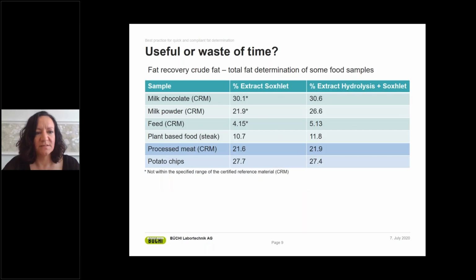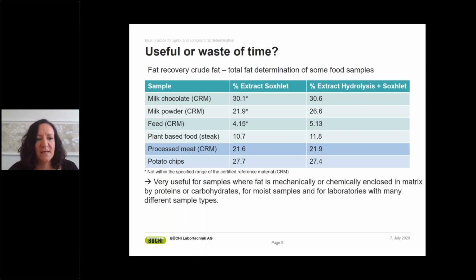I have here some samples that have been analyzed in our application laboratory. All the samples are CRM, or certified reference material, samples. You can see the top 4 samples had lower recoveries without the hydrolysis step, and the CRM samples were outside of the specified values. The 2 samples below, the processed meat and the potato chips, both had the same fat recovery with and without hydrolysis. So we can conclude that the acid hydrolysis is very useful for samples where the fat is mechanically or chemically enclosed in the sample matrix, or if the sample is moist, because then you can skip the longer preparation time and drying time before extraction.